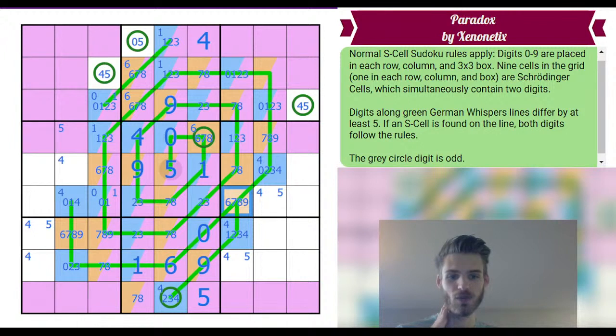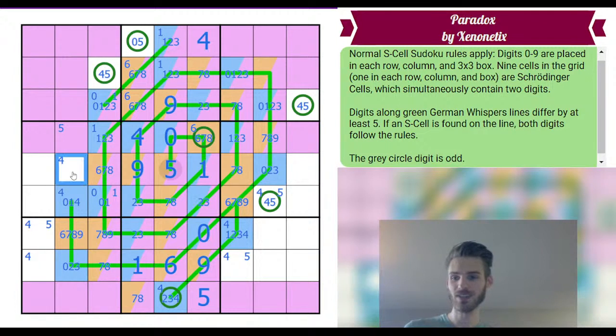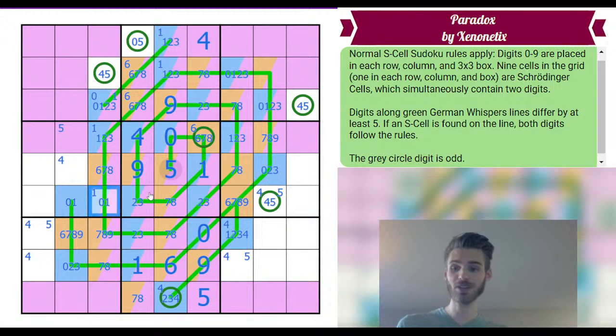4 can't go in row 5, column 8. Yes, of course it can't, because this would be double 9. Of course, and we've stumbled into another S cell just by accident. Okay, so then this is not a 4, which is perfect. That's exactly what I was hoping to do. Thank you, Andrew. That's very helpful to find.